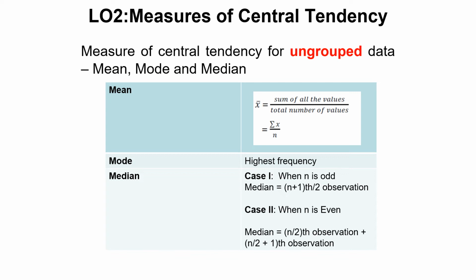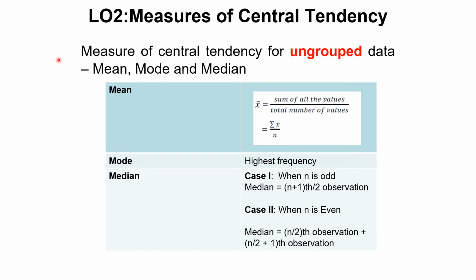And now we will look into the second learning outcome, which is measures of central tendency. Under this learning outcome, we will focus on, of course, quantitative data and how we measure the mean, mode, and median of grouped and ungrouped data. Later on, we will also learn about standard deviation and variance for grouped and ungrouped data.